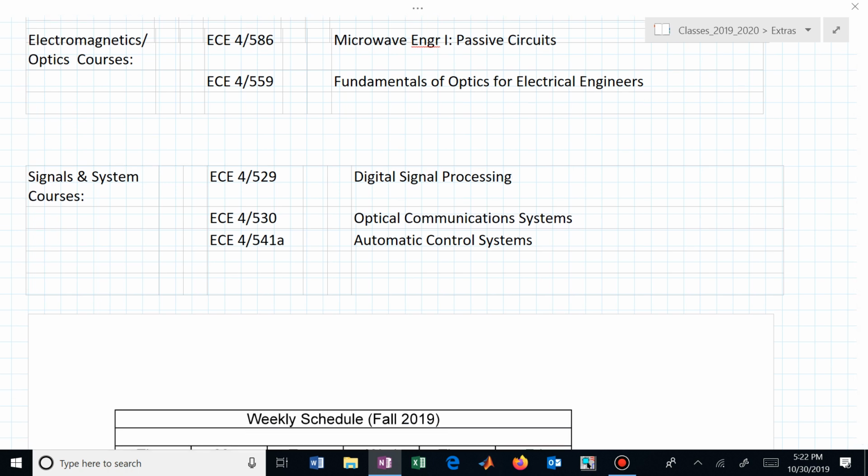430, optical communication systems. Now, how do you make sure that you're dealing with optical components? What communications issues need to be addressed or worked on? And 441A is the analog control systems. How do you model a system? Mechanical, electrical, electromechanical. Electromechanical just means generators and motors. So now or that's one way of thinking of it. How do you control this interconnected set of systems to behave the way that you want them to behave?